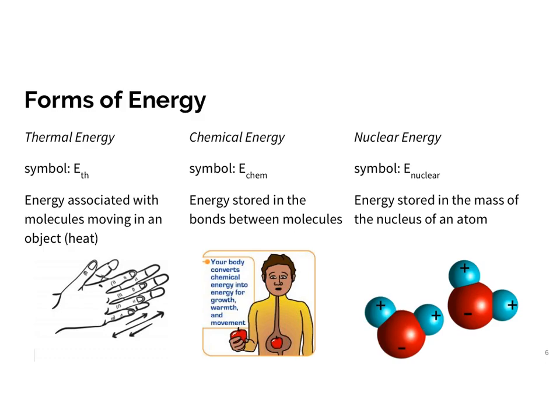A couple other forms that we'll talk a little bit about, but not as much. The first one is thermal, and that's essentially heat, which is molecules moving. So when we think about thermal energy, that's typically caused by friction. If you're rubbing your hands back and forth, for example, that's causing heat. But really, that's coming from kinetic energy, the energy of motion. We just use E subscript TH for thermal energy.